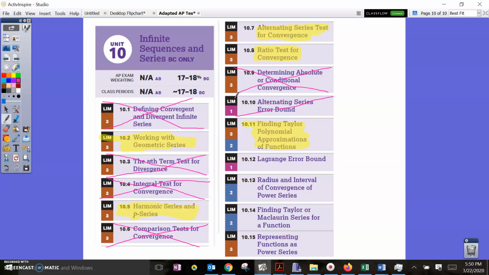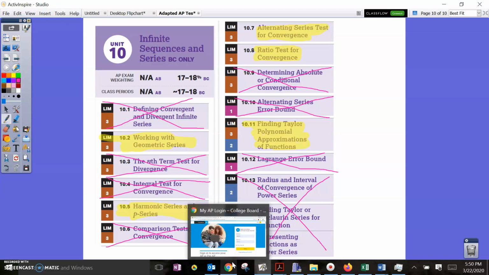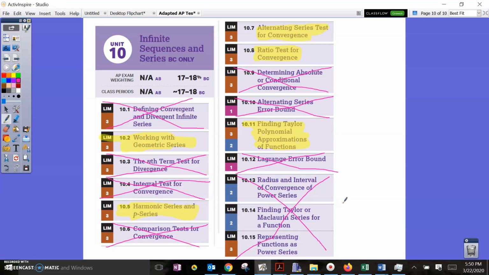Notice two things that we're striking out here: alternating series error bound and the Lagrange error bound. So those of you who have Lagrangian anxiety, you won't need to worry about using the Lagrange error bound. And then these last couple here are stricken as well. So that's everything that is going to potentially appear on this year's BC Calculus exam.